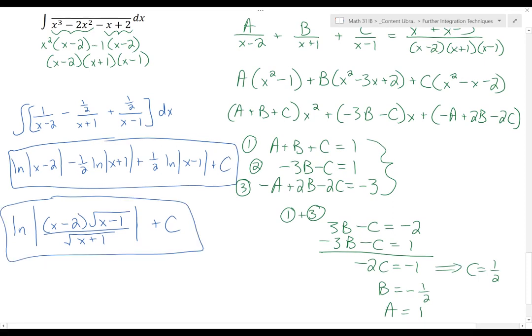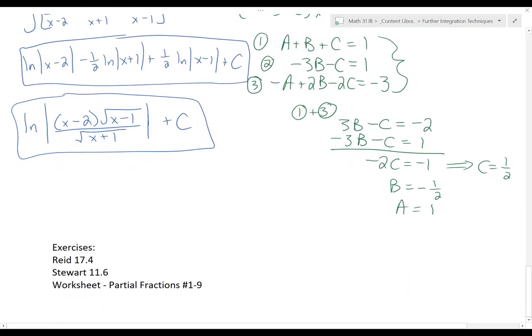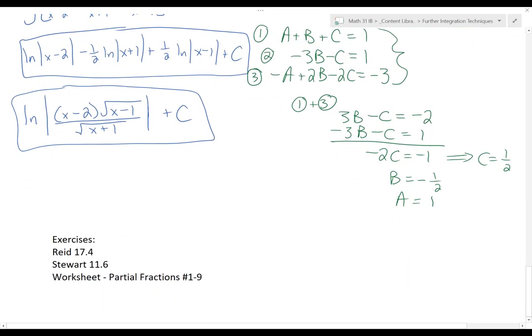All right, so quite a bit of algebra involved in these questions in terms of figuring out your partial fractions. And there's some weird little nuances and tricks here. You can practice them. There's the questions in Reed 17.4. There's questions in Stewart 11.6. There's also a partial fractions worksheet in D2L. The very last question, number 10 on that worksheet, requires trig substitution, which we obviously haven't done yet. So we can come back to that question a little bit later.